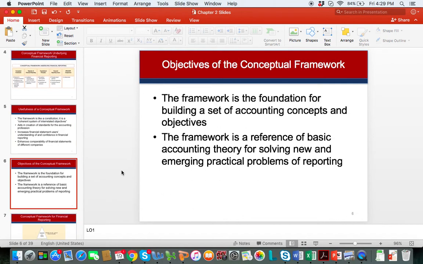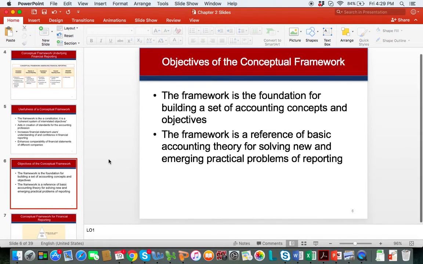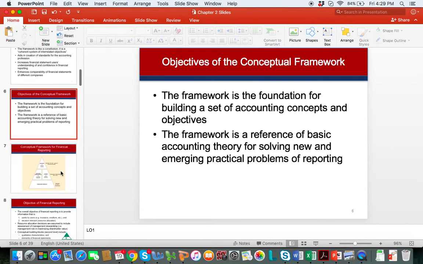So the framework is the foundation for building a set of accounting concepts and objectives, and it's a reference of basic accounting theory for solving new and emerging practical problems of reporting. So as tech companies came on stream, it's how would you conceptually set standards for tech companies and the measurement of their value on their balance sheet being intangible as opposed to physical assets.